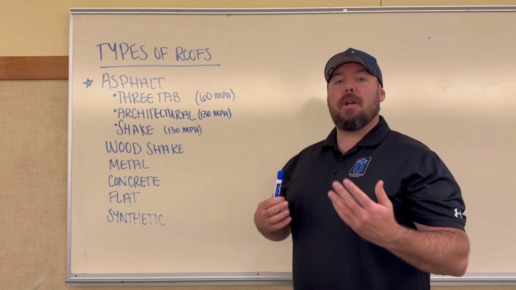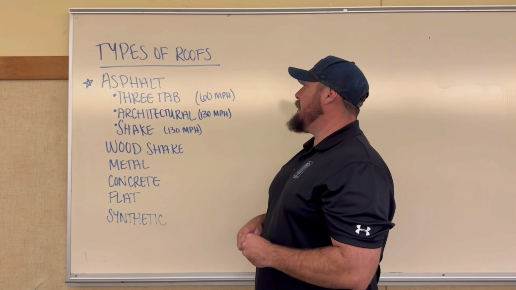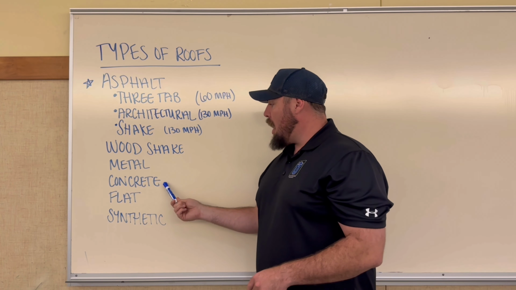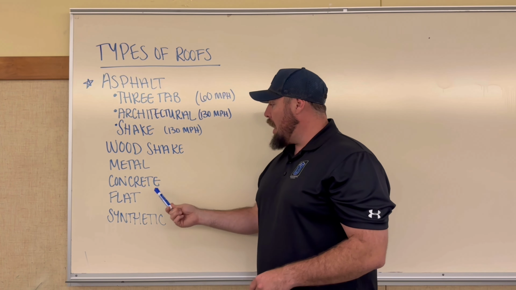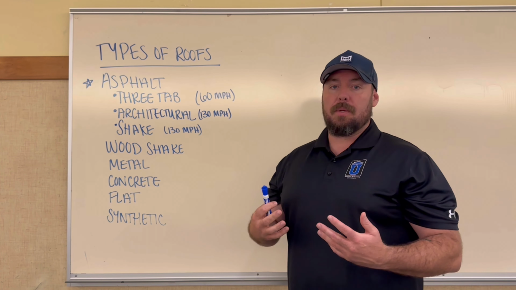So we just wanted to give you a little bit of basis and then kind of go into each one, with some benefits. So you have your asphalt, you have your wood shake, you have your metal, concrete, flat, and then synthetic. So an asphalt roof is the most common type of roof. So that's what you're gonna see on most houses these days.